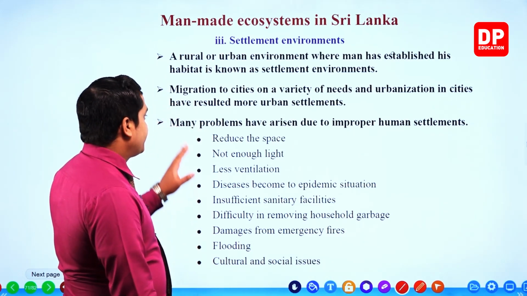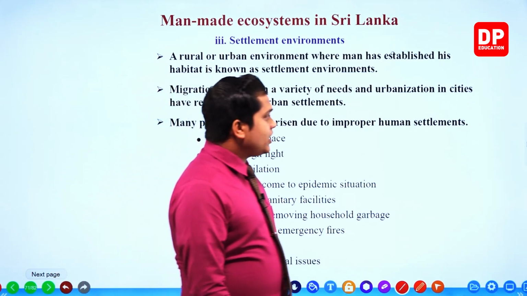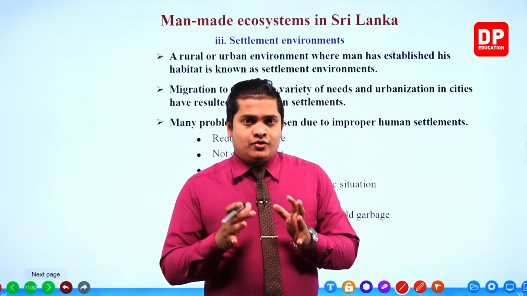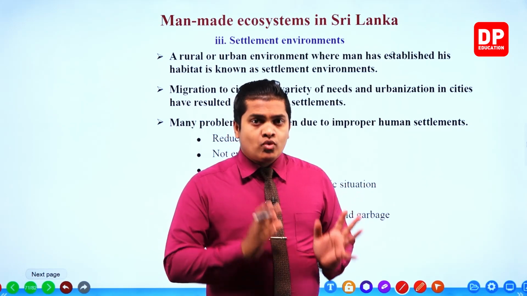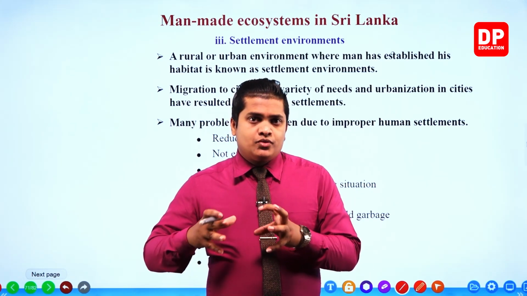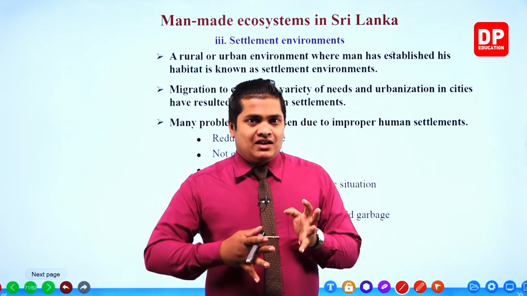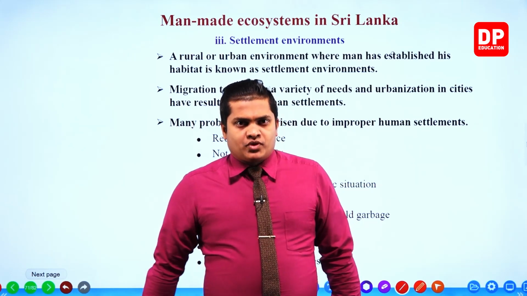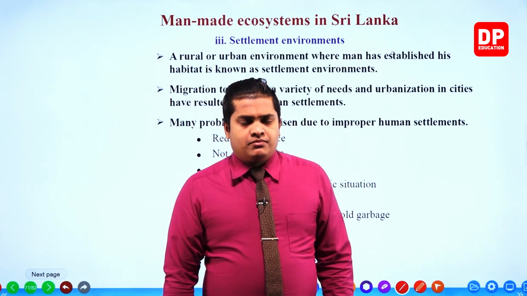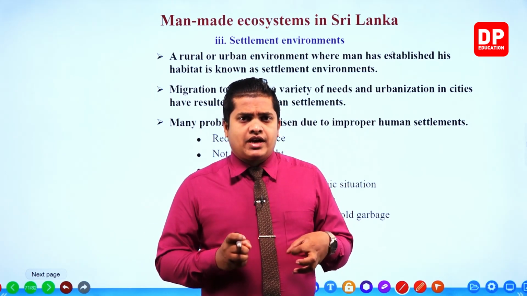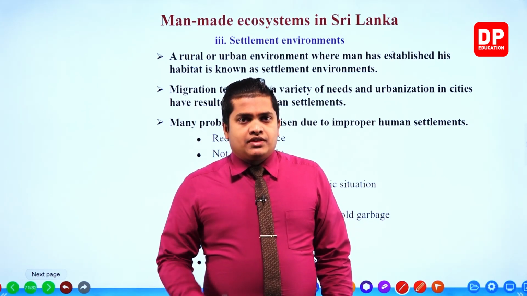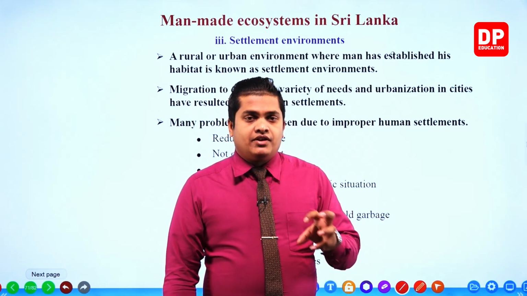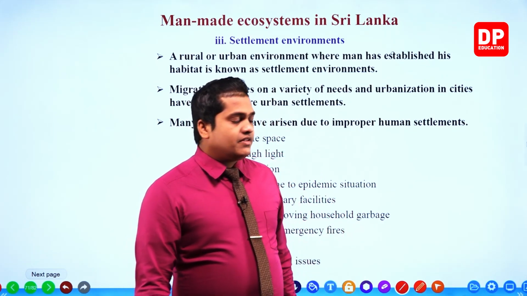Next one, many problems have arisen due to improper human settlements. Due to people coming to urban areas from rural areas, mainly these people are going to create improper settlements. Because of settling improperly within an environment, different kinds of complications may occur. These complications would definitely harm the environment and the ecosystems, and imbalance the ecosystem that we are living on. So let's see what those are.